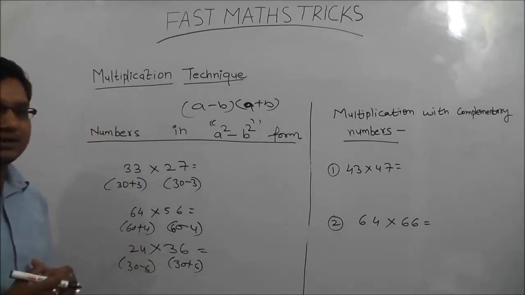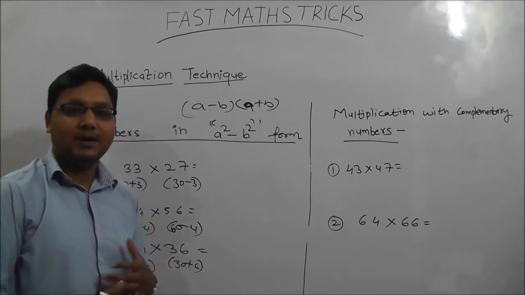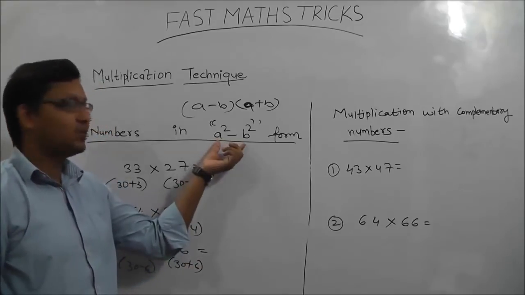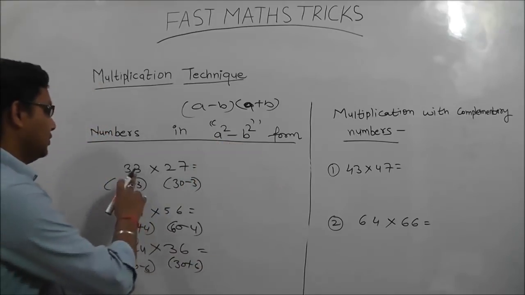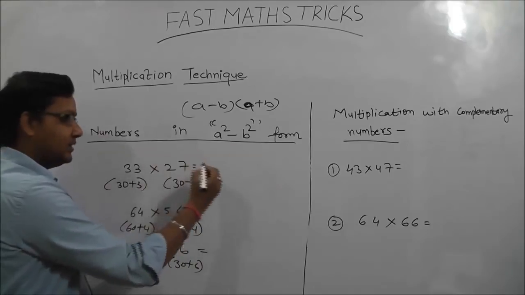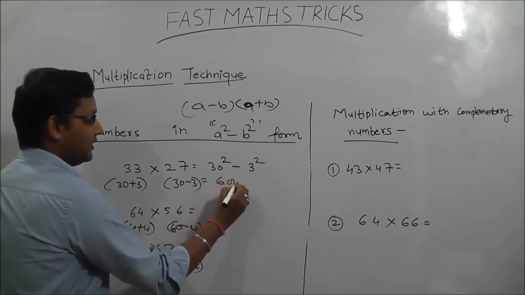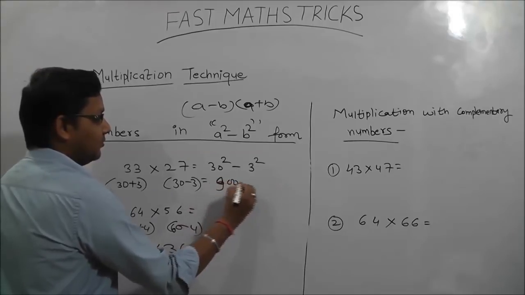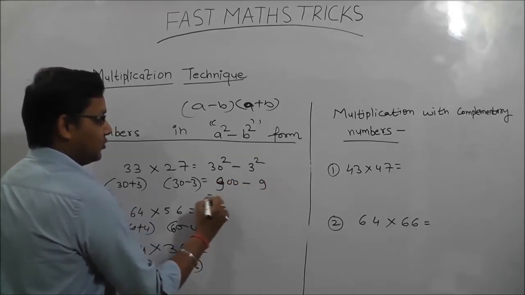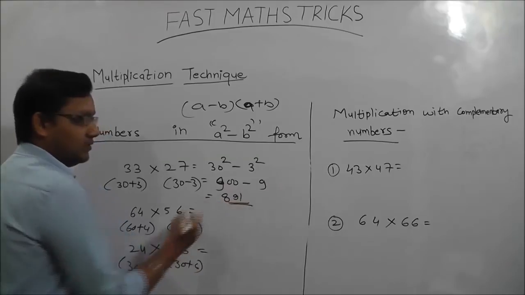So now solve these questions, because the formula of a minus b into a plus b is a square minus b square. So this will come as 30 square minus 3 square, that is 900 minus 9, so it will be 891.